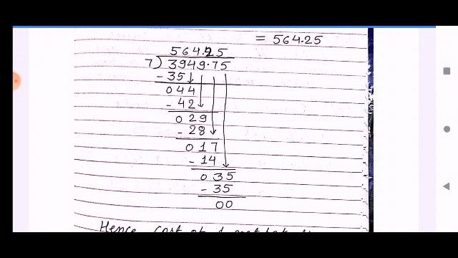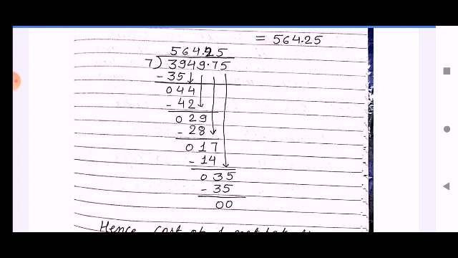Now again we will study the table of 7 and find the number which is less than 17. So the number is 7 2s are 14. Now we will subtract 14 from 17. The answer we get is 3. Now the last digit is 5. We will write it down near the 3. The whole number we get is 35.